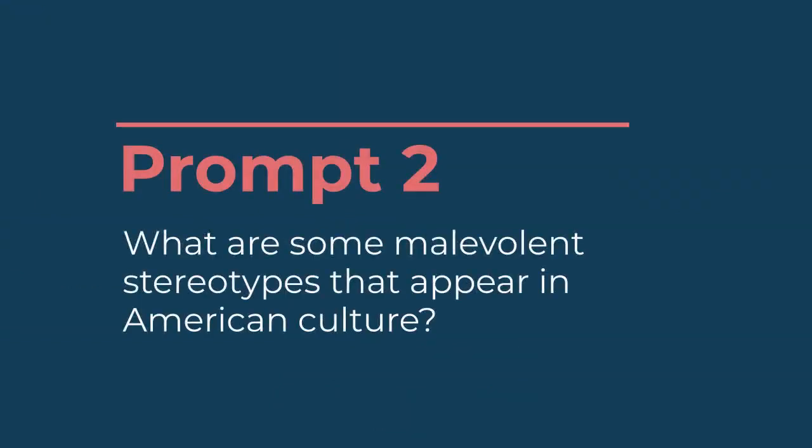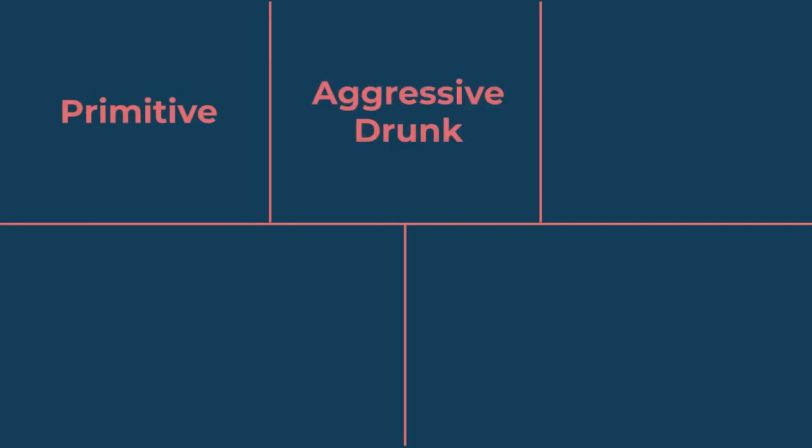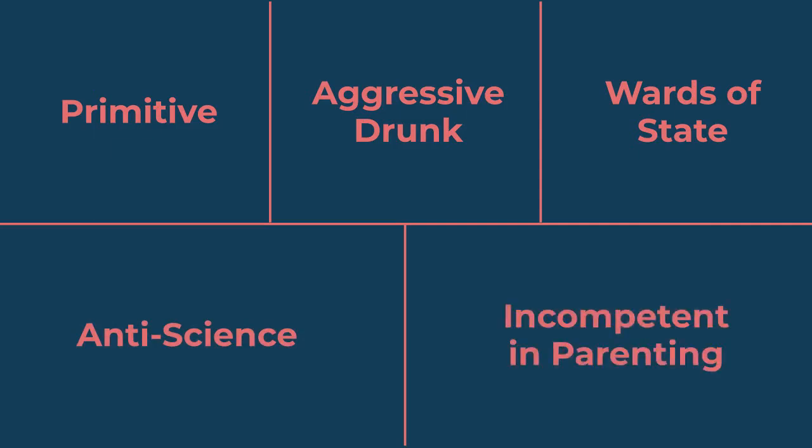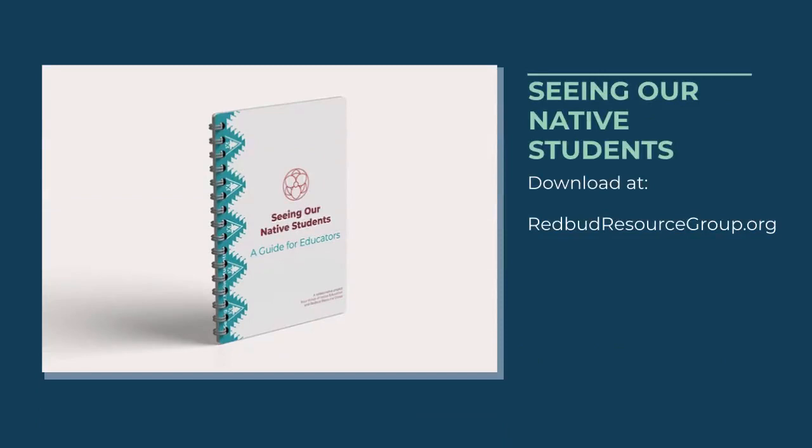Now, take a moment to brainstorm some of the more malevolent stereotypes. Some stereotypes you may have listed could be primitive, that Native people are aggressive drunks or addicts, that we are wards of the state that rely on welfare, that Native people are anti-science, or that we are naturally less competent in family building. These are very obviously hurtful stereotypes that most Native people have heard in either their professional or personal lives. To learn about all these stereotypes in more detail, feel free to review them more closely in the Seeing Our Native Students Guide.